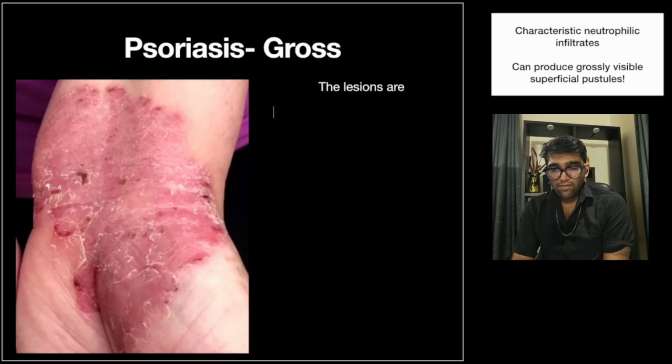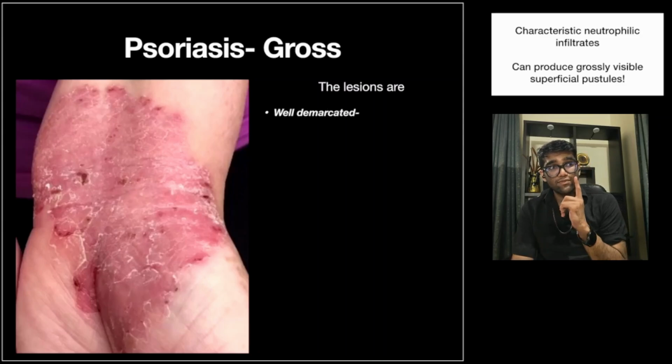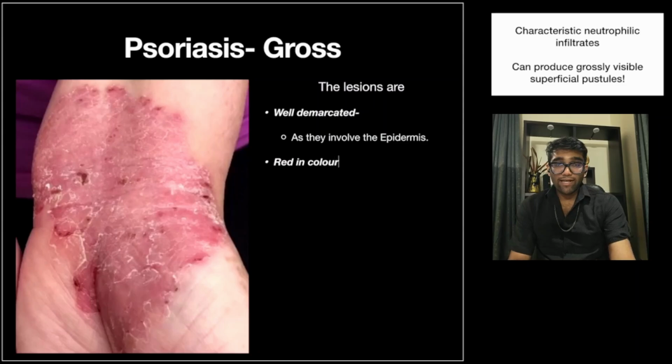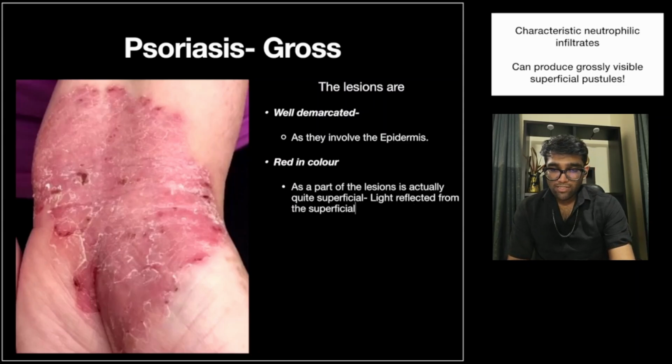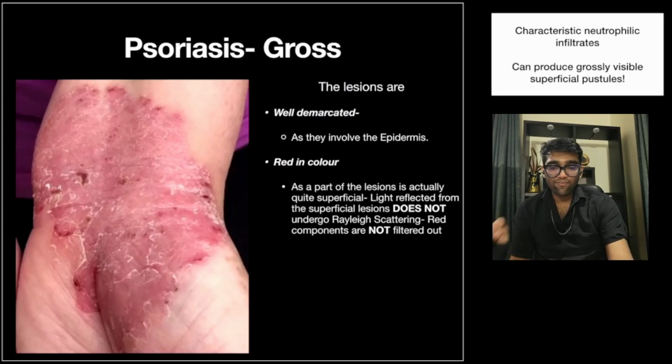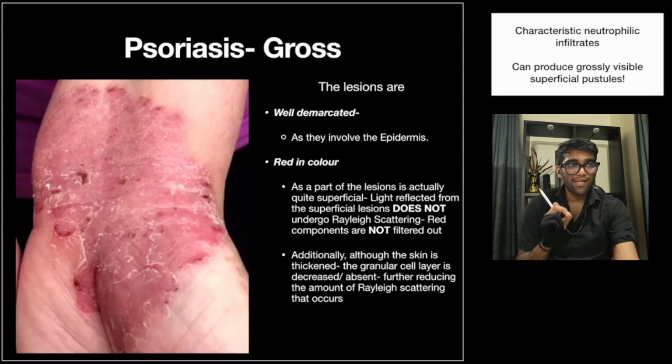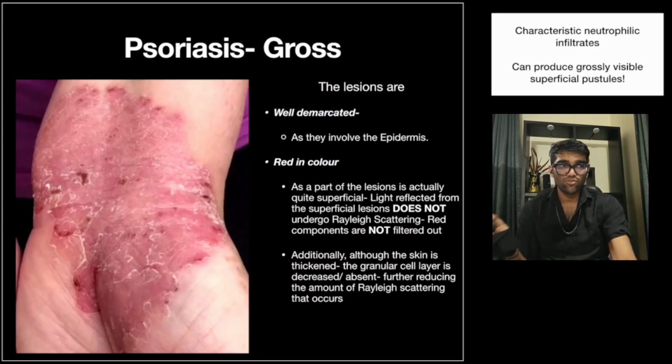But what you do always get is, one, the lesions will be well demarcated, and that is obvious because they are epidermal lesions. Second, the lesions are quite red in color, and again this is because these lesions are quite superficial, and light reflected from them does not undergo significant Rayleigh scattering, so the red components are not filtered out. Also note, the granular cell layer is gone, and it's the granules within the granular cell layer that cause most of the scattering. So naturally there's going to be less scattering.